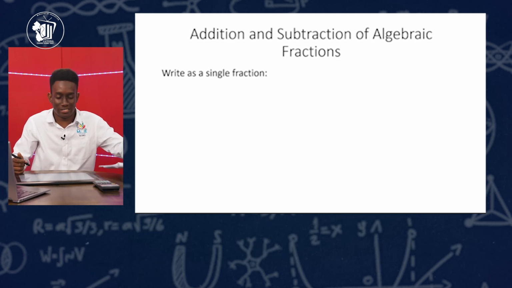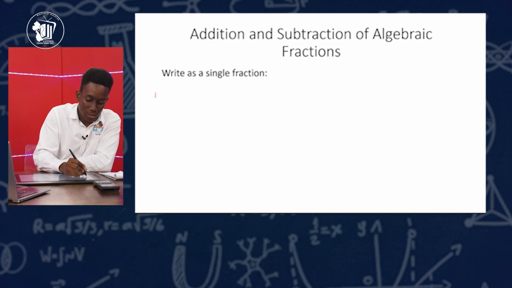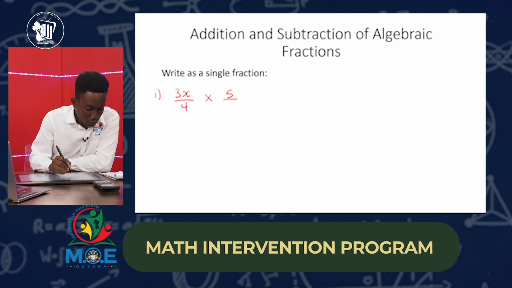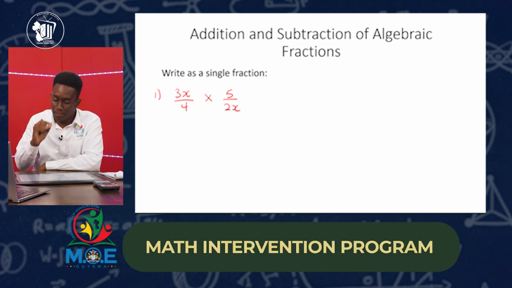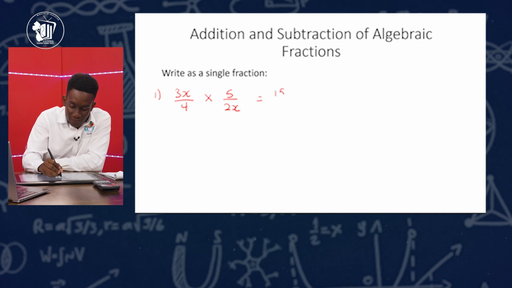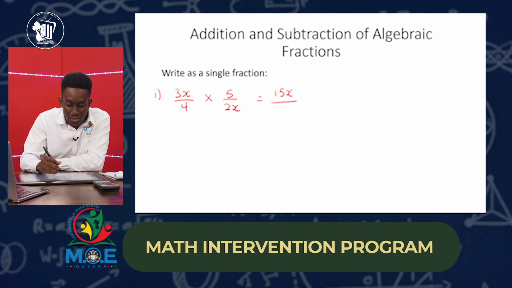So we want to write as a single fraction. Number 1, 3x over 4 multiplied by 5 over 2x. Top by the top, bottom by the bottom. So let's go. 3x times 5, 3 times 5 is 15. So this will be 15x all divided by 4 times 2x. So 4 times 2 is 8. And this will give you 8x.